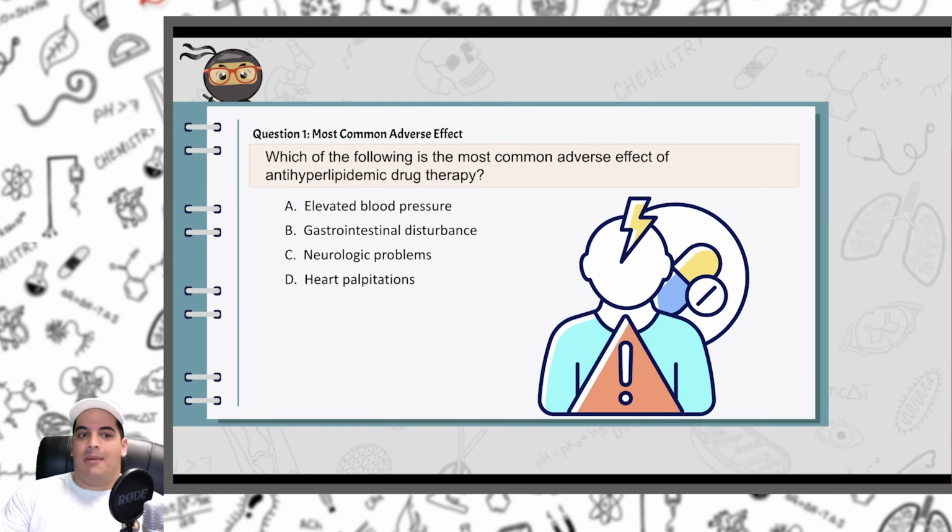Which of the following is the most common adverse effect of anti-hyperlipidemic drug therapy? Interesting. Elevated BP, GI disturbance, neurologic problems, heart palpitations. I think none of them mentioned anything about an elevated blood pressure. If anything, it might actually lower their blood pressure. Gastrointestinal disturbances, yes, there were some of them that had risk of diarrhea. Some of them could have GI upset. Some of them could have hepatitis. So yes, I'd say gastrointestinal, sure. Neurologic, if anything, it's actually going to decrease the risk of strokes. And then heart palpitations, no, it'll likely decrease the risk of heart palpitations. So again, I don't think any of these other than gastrointestinal disturbance would be the correct answer.